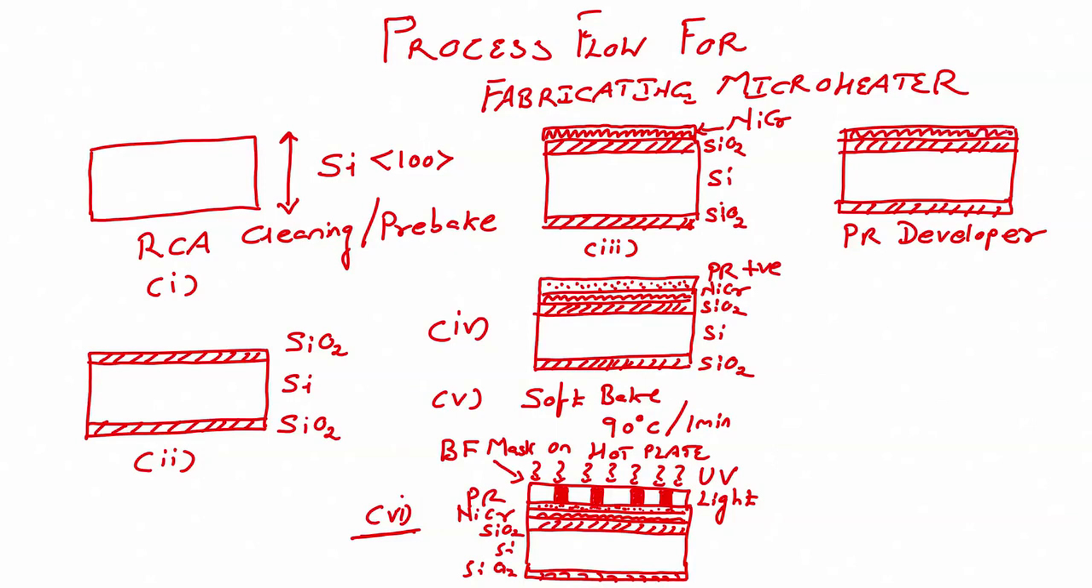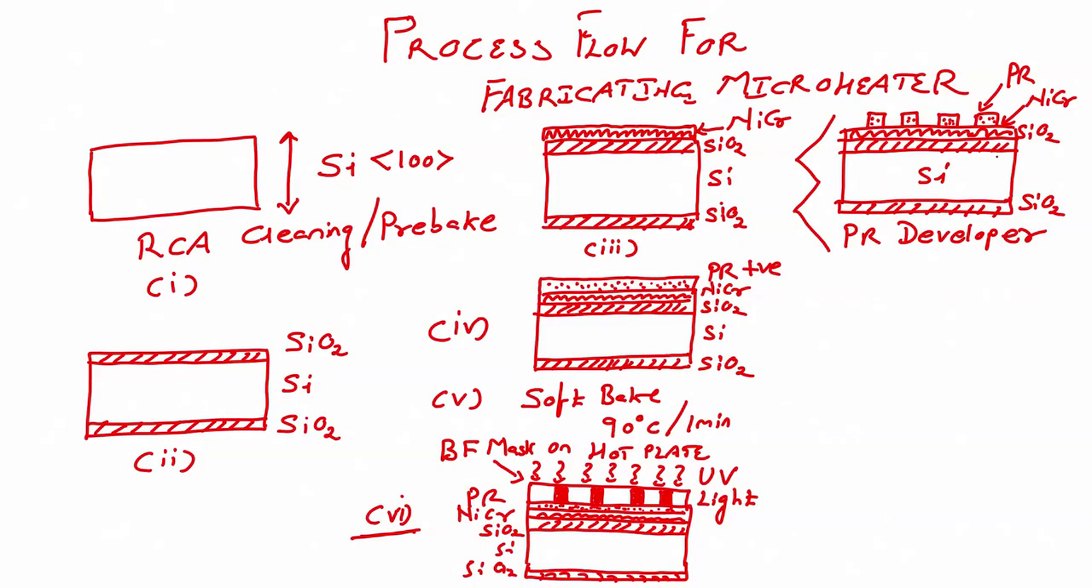So, when you dip the wafer in photoresist developer, then what do you have? You have photoresist, you have nichrome, SiO2, SiO2 with this step, right. When you dip the wafer in photoresist developer, you have this pattern.